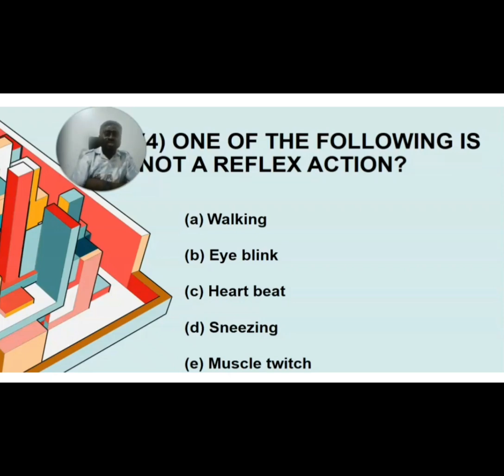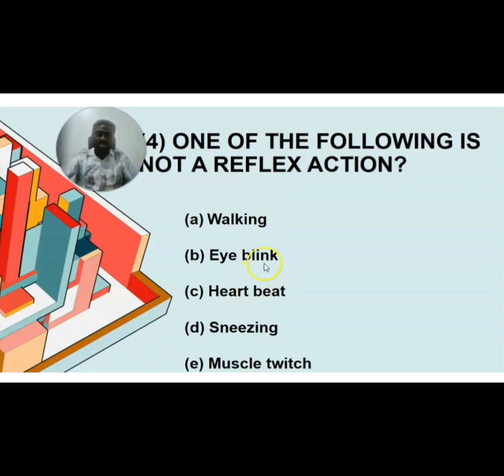That is a voluntary action because I decide when to carry out the action. I decide when to act it out. If I choose to sleep now or to lie down on the bed, it's voluntary. If I choose not to lie down, it's also voluntary. But an action that I cannot determine or control, it just comes naturally by instinct and by natural design, are what we refer to as reflex action. So the answer here is walking.